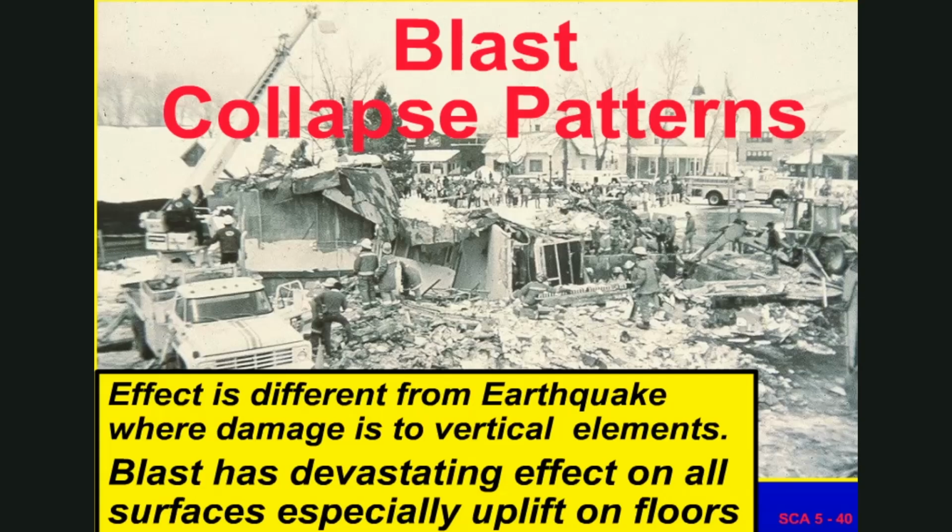Blast collapse patterns are very, very different from earthquake. Again, we think about earthquake: the vertical elements have been damaged, and so the floors pretty much come down intact and form voids. Hard to cut into sometimes, but nonetheless, voids are formed. In the case of blast, we have the devastating effect of the pressure on all surfaces of the structure, and so floors are thrown about and thrown into the air and come down. In addition to that, with the blast pressure itself, it is almost impossible for a human body to survive the direct force of pretty much any blast pressure.